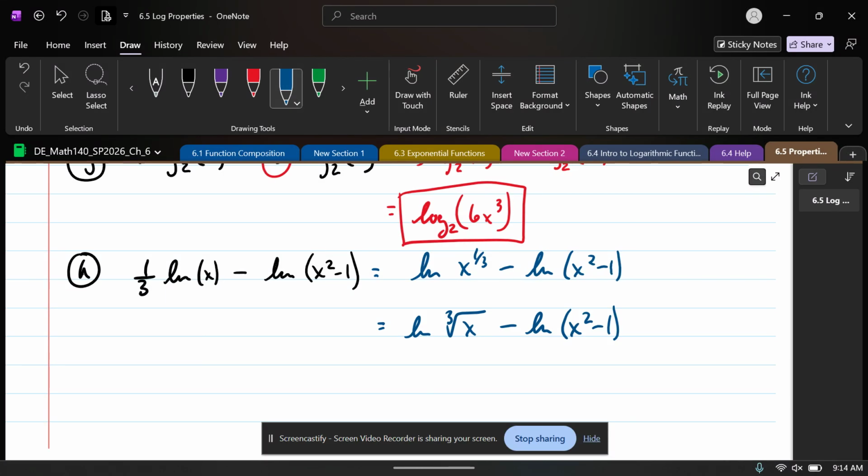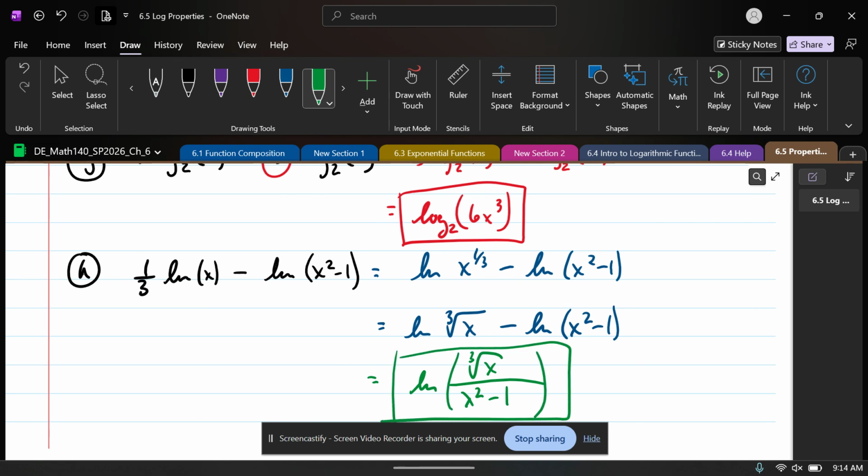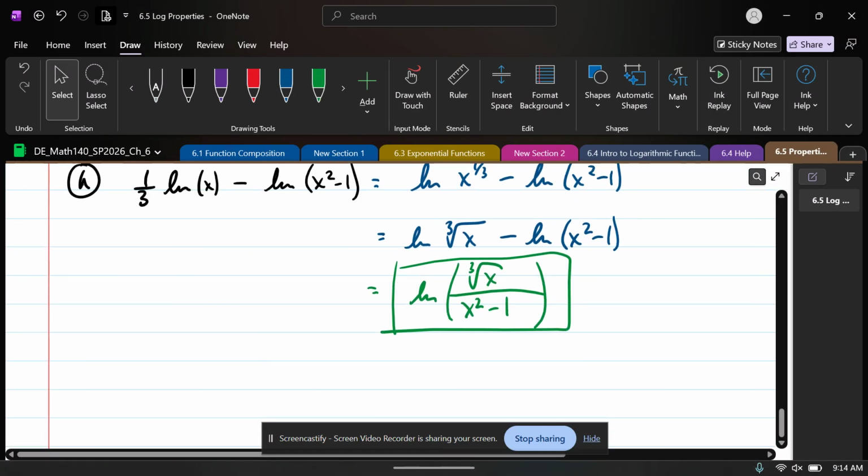Now, we've taken care of the power rule. Now we look for those addition and subtraction rules. What does the subtraction turn into? So what's on the bottom? Yeah, so we got this big fraction. Got x squared minus 1 on the bottom. On the top, we got the cube root of x. And you condense it into a single logarithm, so you're done. Not too bad.